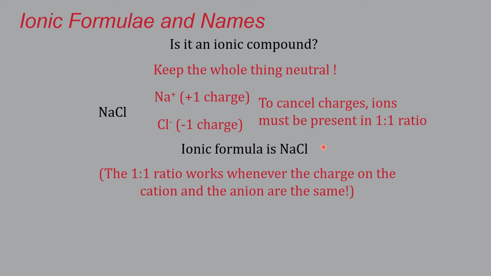Okay. Now, a quick trick here. Whenever the charge on the anion and the cation are the same, it's going to be a 1-to-1 ratio, whether it's +1, -1, +2, -2, and so on. So that's how you determine the formula. The next thing is to determine the name.